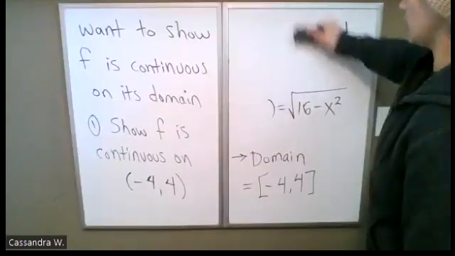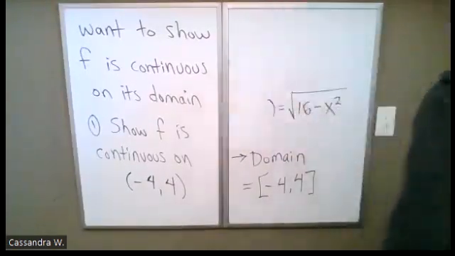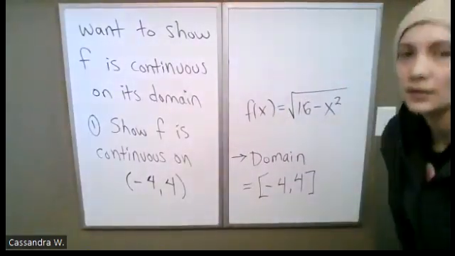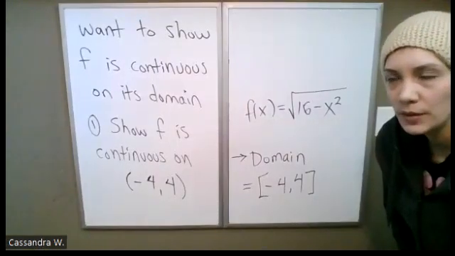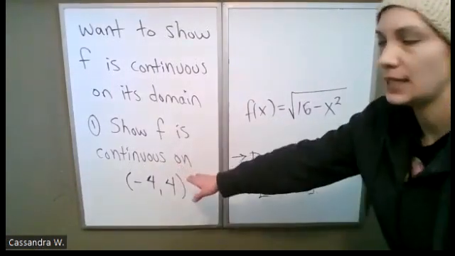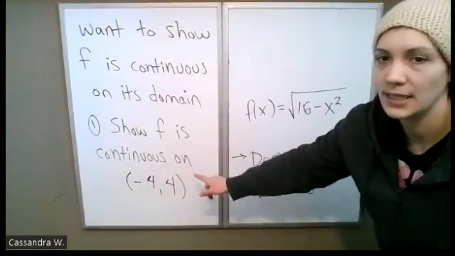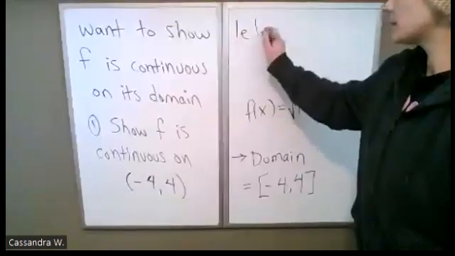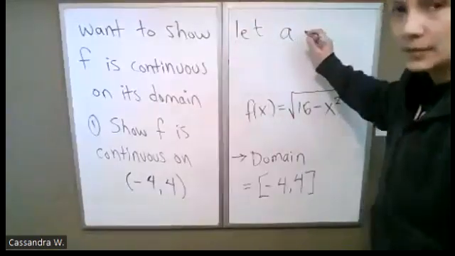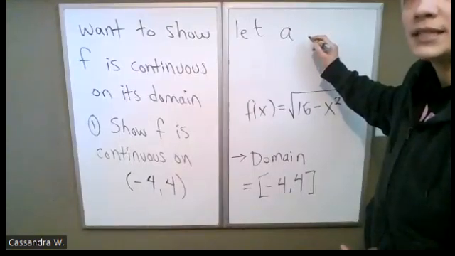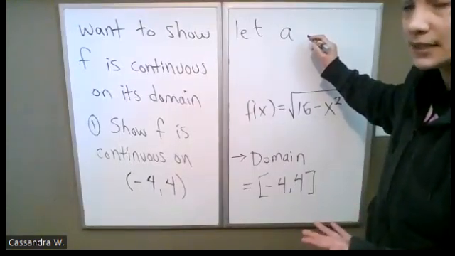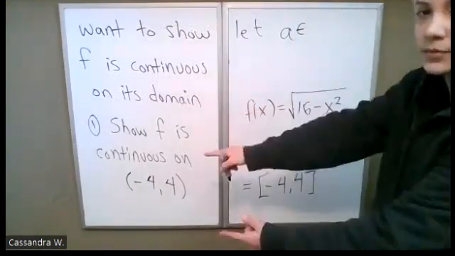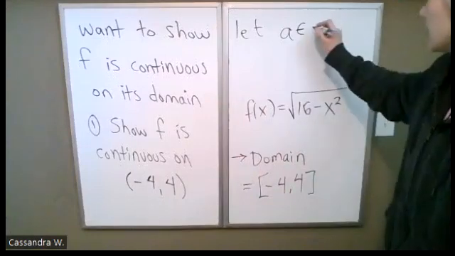Okay. We are going to put some elements in that set. We're going to let a exist in the set that goes from -4 to 4. And remember, this is a symbol that means element of or exists in. And then the set that goes from -4 to 4, but doesn't include either end.